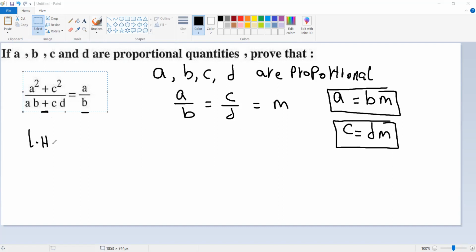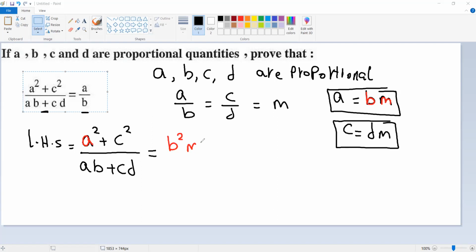So write the left-hand side. The left-hand side is given as A to the power of 2 plus C to the power of 2 over AB plus CD. And substitute A. Instead of A, we are going to write BM. But pay attention, it's A to the power of 2. So we are going to write instead of A, BM. Because A is raised to the power of 2, we're going to write B to the power of 2, M to the power of 2, plus C to the power of 2. C equals DM.